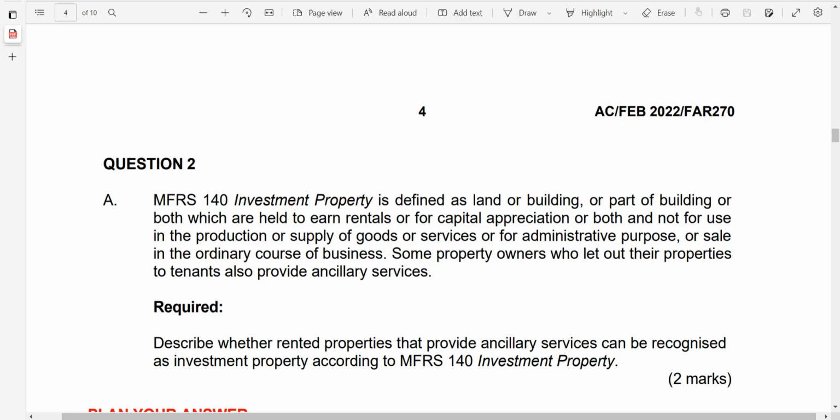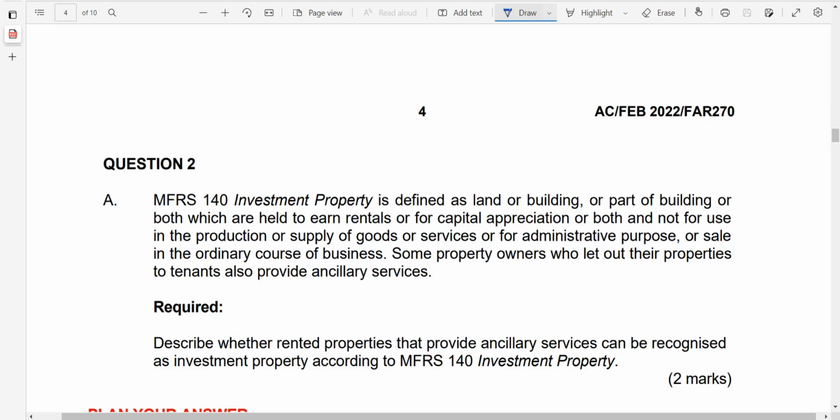And what I'm going to discuss today is a question regarding MFRS 140 Investment Property, from the February 2022 paper, FAR270. So let's start with the question. Let's read the question first.